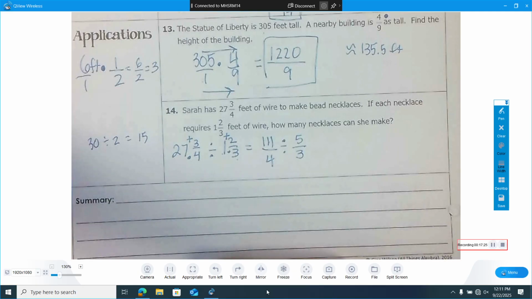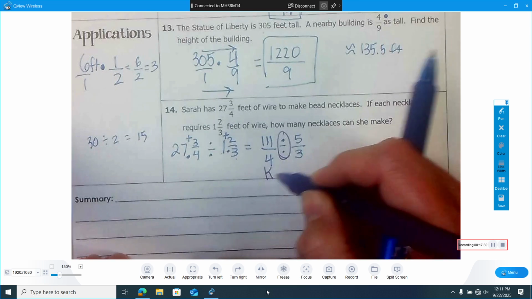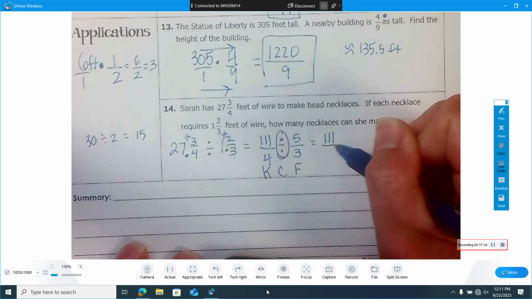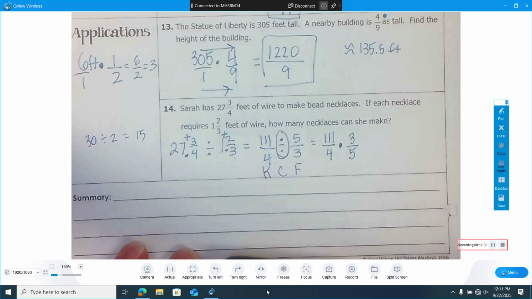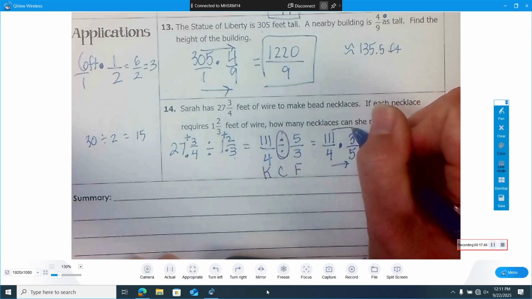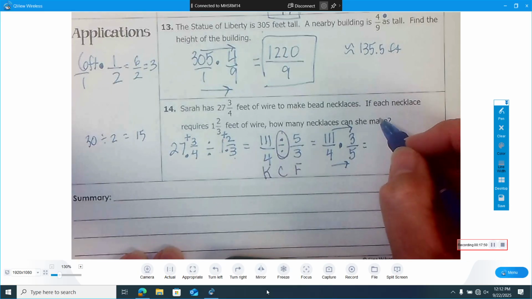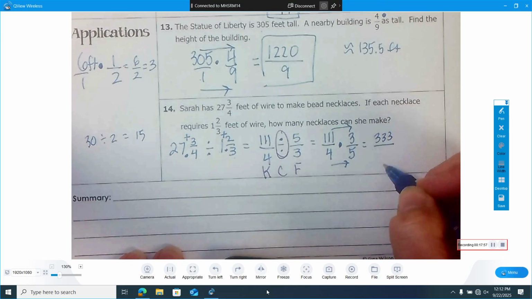And I do not like to divide by fractions, so we are going to keep, change, flip. Keep the first fraction, change the symbol, and multiply by the second fraction. And then we can multiply straight across. 111 times 3 is 333, and 4 times 5 is 20.